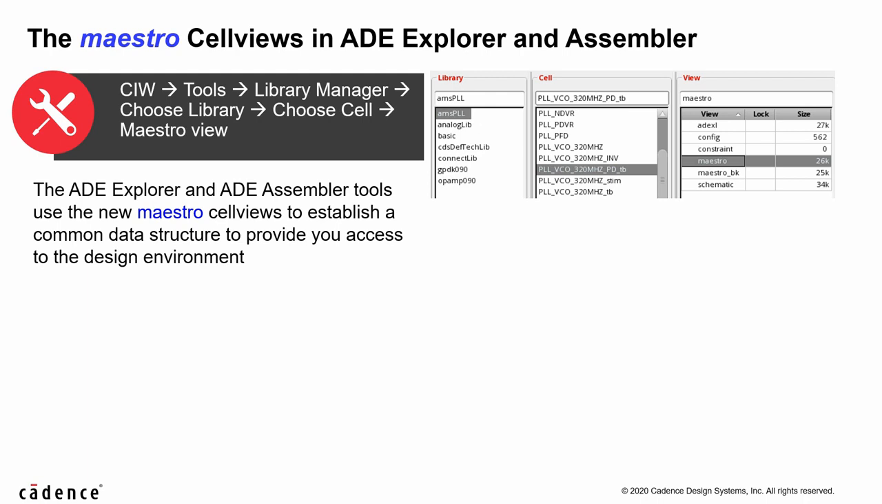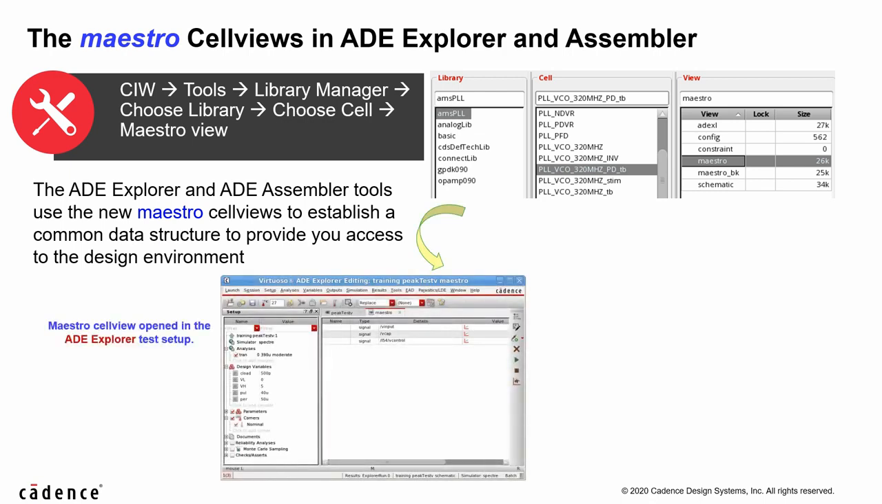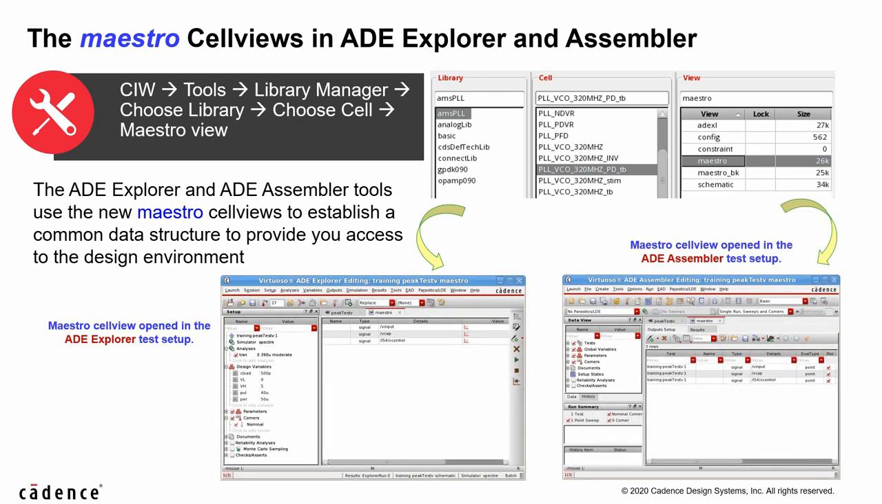The ADE Explorer and ADE Assembler tools both use the new Maestro cell views, which establishes a common data structure to provide you access to the design environment. So let's take a look at the Maestro cell view now, and this has been created in the library manager for a given library and cell. When you double click and open it, depending on your choice, it can open in the ADE Explorer, and the same setup can also be opened in the ADE Assembler environment.